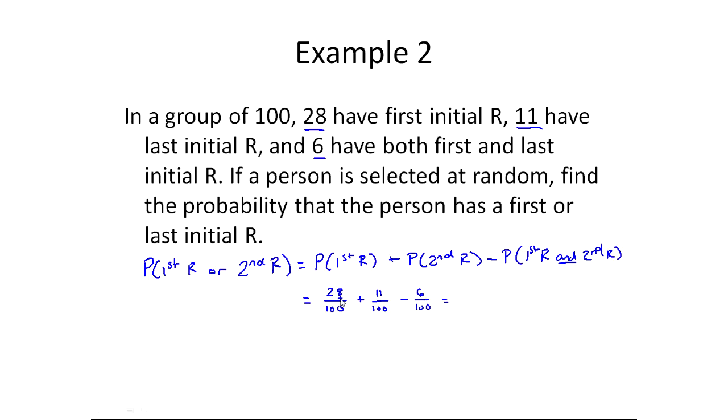So this would be 28 plus 5, 33, divided by 100, in other words, 0.33. So if you were randomly to select somebody from this group, there would be a 0.33 chance that that person would have two initials, first and last, as R.